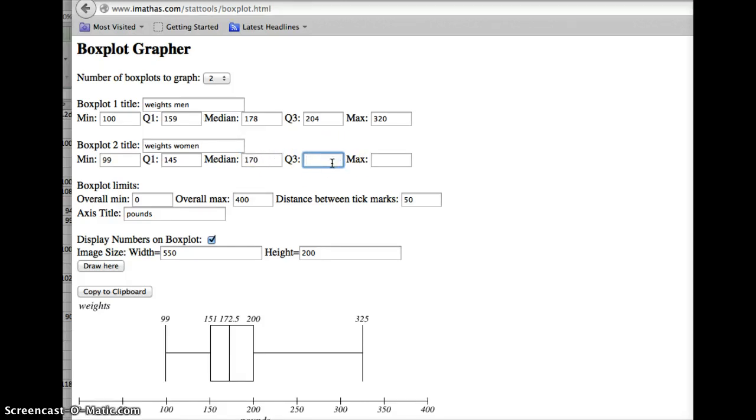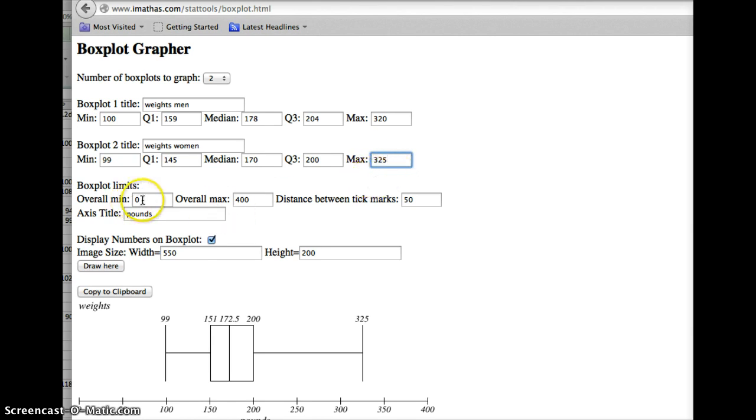Q3 was 200. So you notice in each instance, the men have a higher weight. Minimum is higher just by 1 pound. Q1 higher by quite a bit. Median a little bit higher. Q3 a little bit higher. Maximum, 1 individual, obviously, is driving the maximum for women. Let's go ahead and do this.